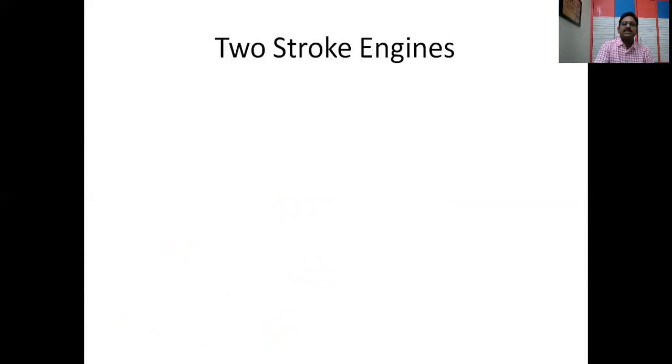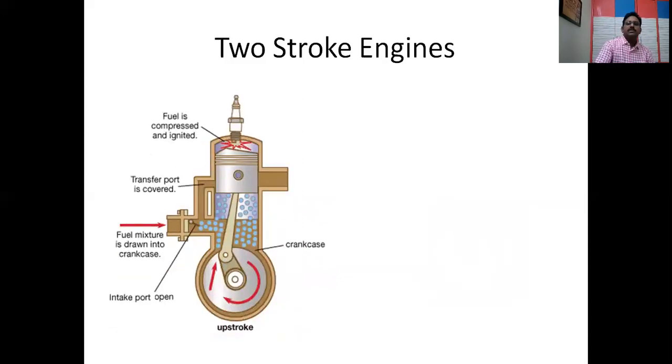So what happens in these 2-stroke engines? We will quickly go through it. This is what happens in the 1st stroke, that is the upward stroke. Upward stroke means the piston moves from BDC to TDC, bottom dead center to top dead center. What happens during this stroke?